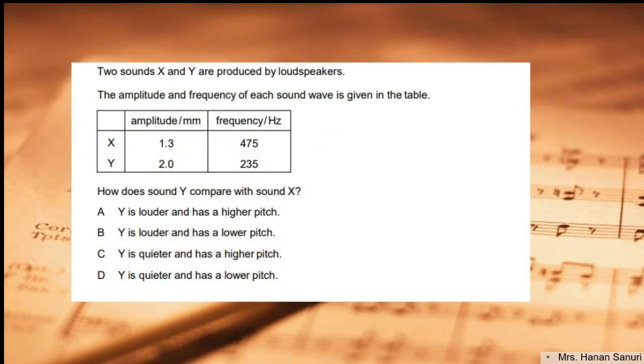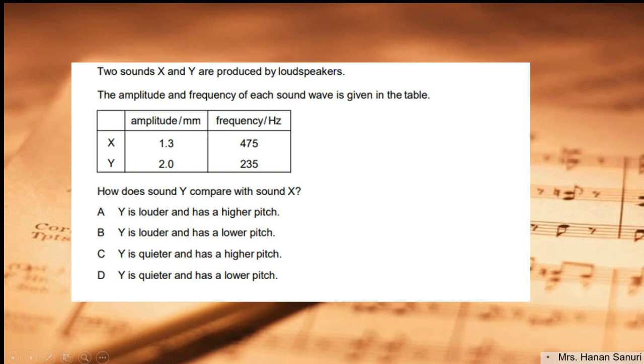Two sounds, X and Y, are produced by loudspeakers. The amplitude and the frequency of each sound wave is given in the table. Okay? Amplitude and the frequency for each sound. How does sound Y compare with sound X? But let's look at the table and compare between them before we read the answers.